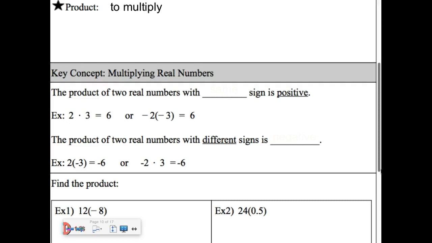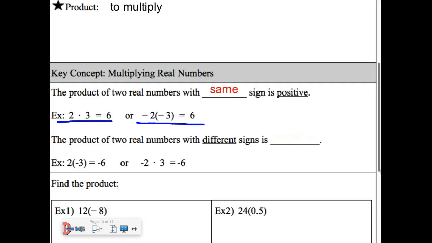So when we are finding the product, or multiplying two real numbers with the same sign, our answer is always going to be positive. So if you have a positive times a positive, like this example right here, you are going to have a positive answer. On the flip side, if you have two negatives and you multiply them, you are going to have a positive answer. That's always important to keep in mind.